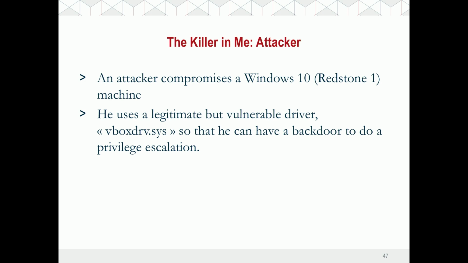So we have an attacker that compromises a Windows 10 machine. He's going to use a legitimate but vulnerable driver, which is called vboxdrv.sys. This is a driver that's been vulnerable since 2008, and it's vulnerable to a remote code execution, and it's actually being used by some real threat actors. And he's using it so that he can have a backdoor in case he ever loses his privilege, so that he can regain them.